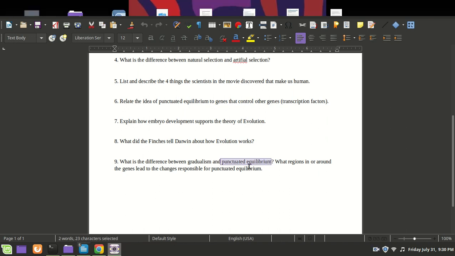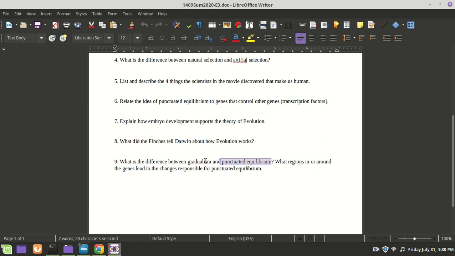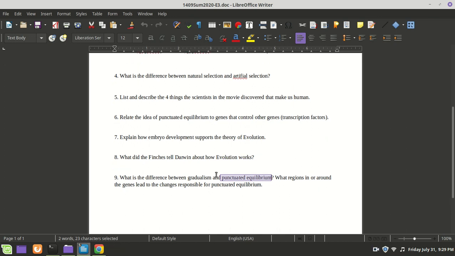So you're going to have to know what punctuated equilibrium and gradualism are to be able to answer this question. And once you know that, and then you kind of know why hippos maybe lost their legs to become whales, then you will know how this question is answered. You may already know those things, and so this will be an easy one. All right, then that should do it.